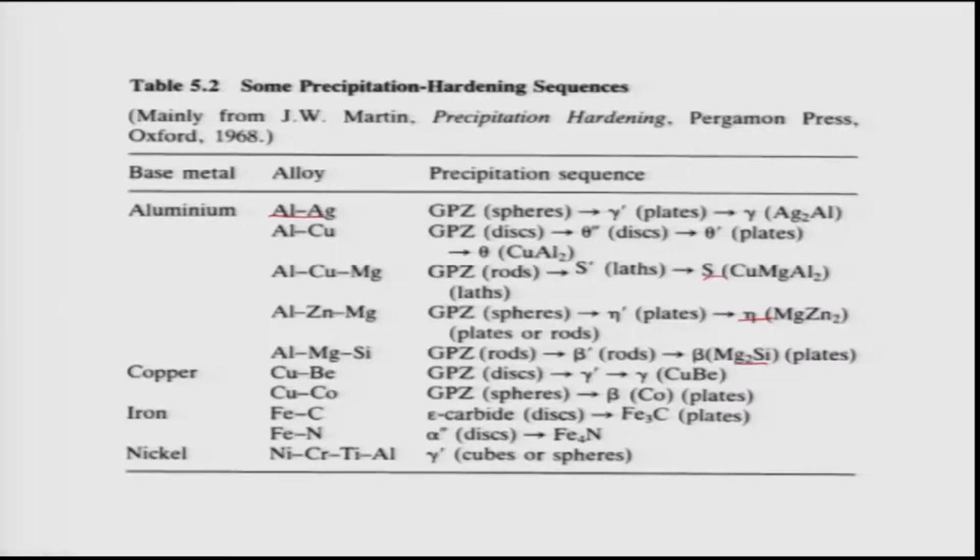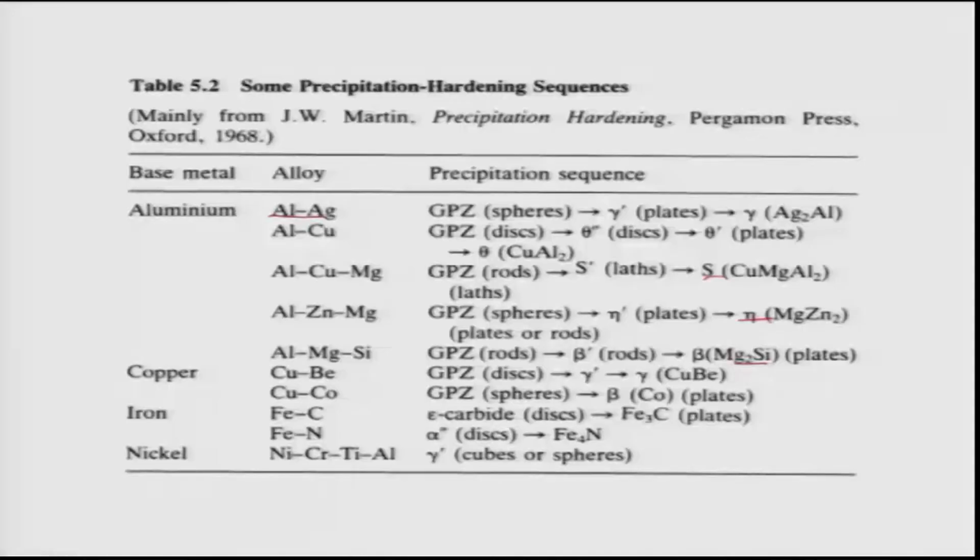We'll discuss a bit about the aluminium silver alloys, which is also a classical system but never used because of the cost, because silver is very expensive compared to copper. But it is a very classical system in which the sequence is shorter. You have only GP zones, theta and gamma prime, that is all. And then gamma is the equilibrium phase, which is nothing but Ag2Al, like CuAl2, but it has a different structure, not the same as these structures. We will discuss about that.